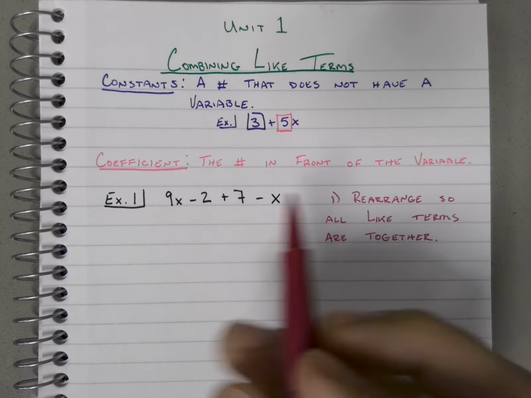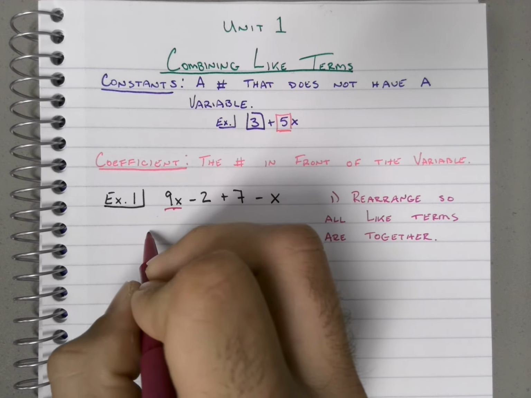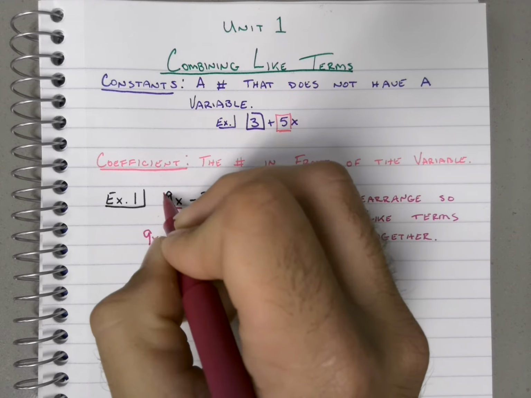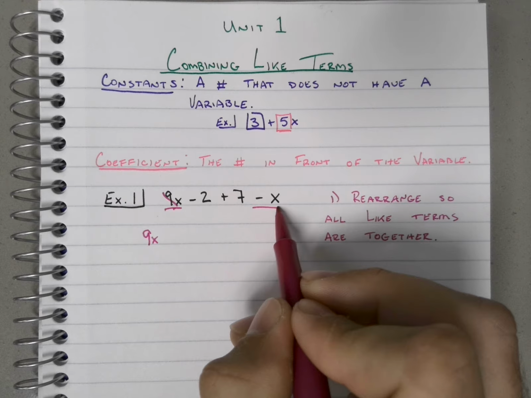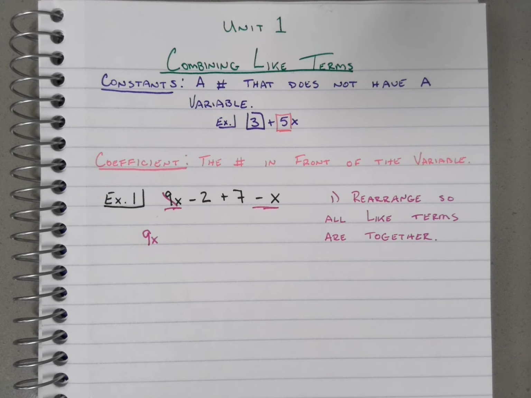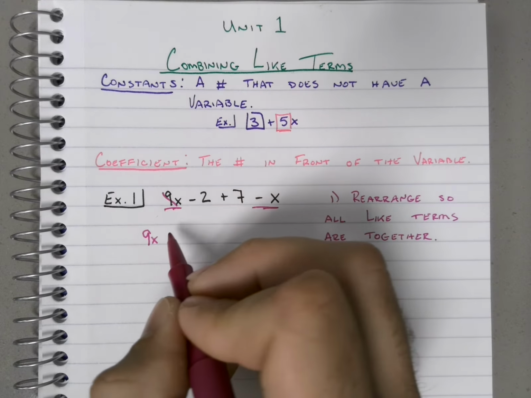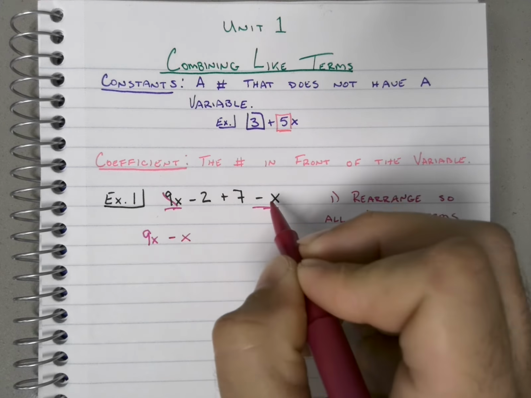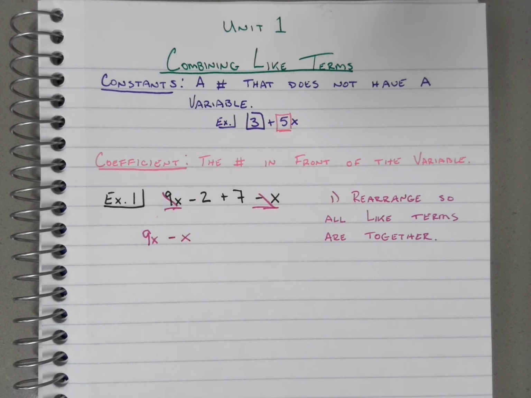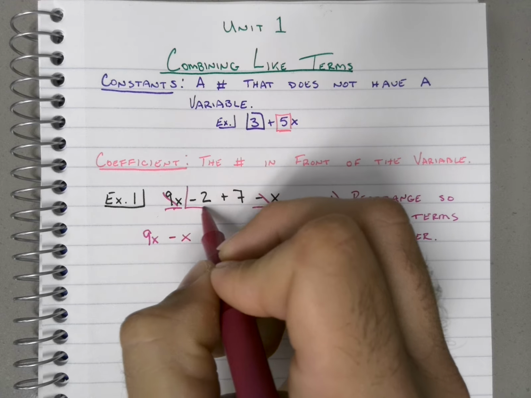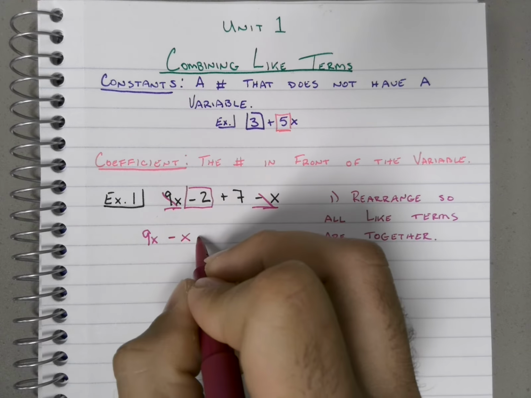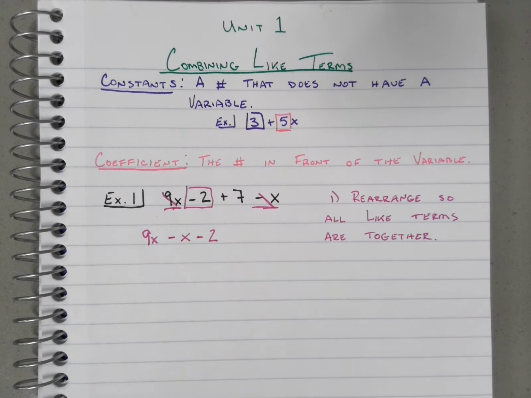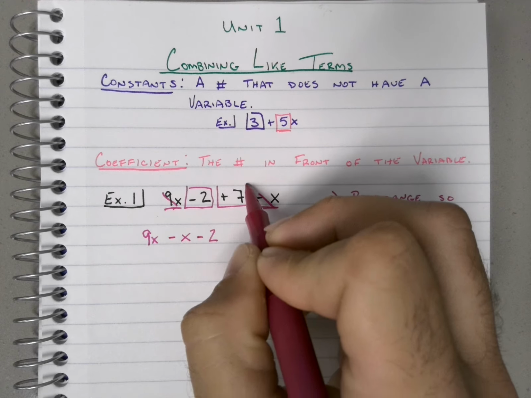So if I rearrange, if I look, I have a 9x. Are there any more terms in here that have an x connected to them? Right here. I have a negative x. Okay. This is a negative 1x. So negative x. Have that. Okay. Let's go back. I have a negative 2, and again, that negative 2 is a constant. So if I write negative 2, do I have any more constants? Yes, my positive 7.